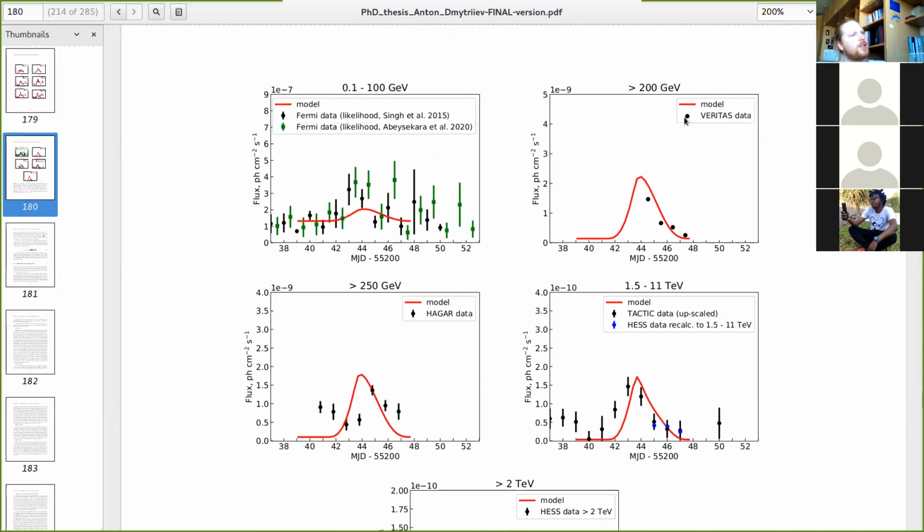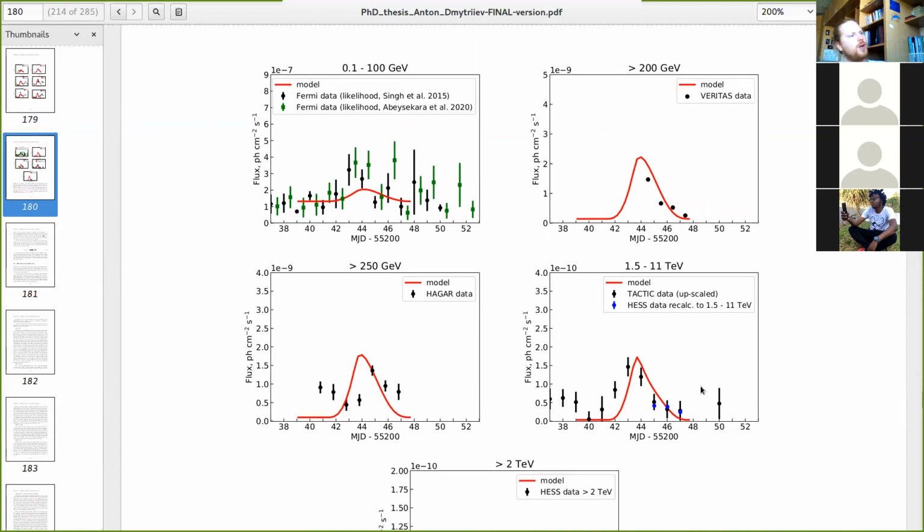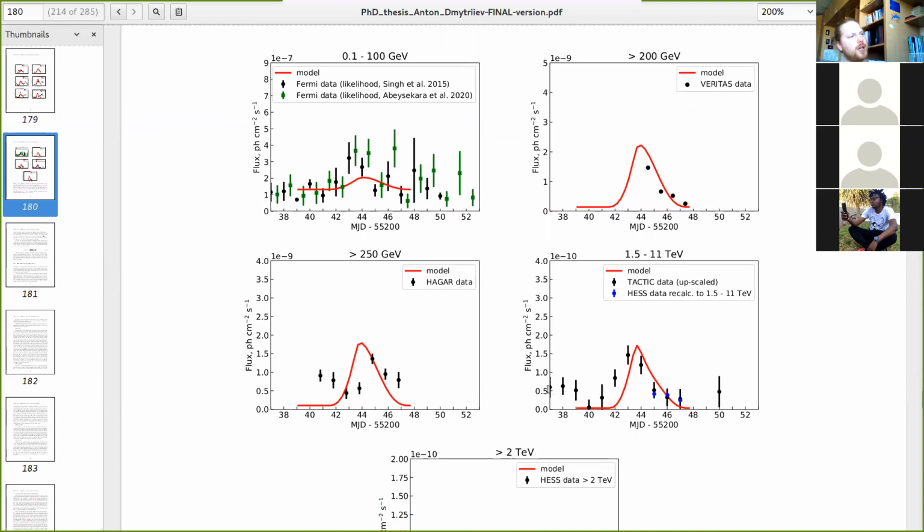Contrary, so this is Veritas data, and TACTIC is another small Indian Cherenkov telescope. So this is Veritas. So why does Veritas have only part of the data set? Why is it not as complete as here? Because Veritas has a narrow field of view, right? So it wasn't pointed at the source during those days.